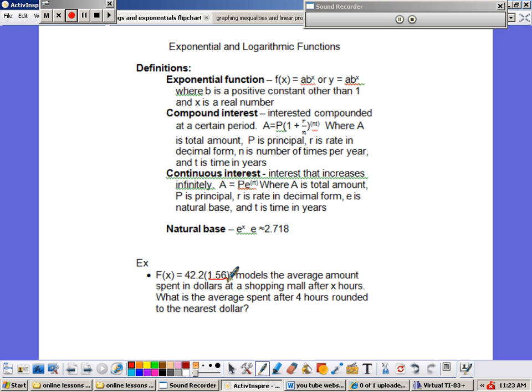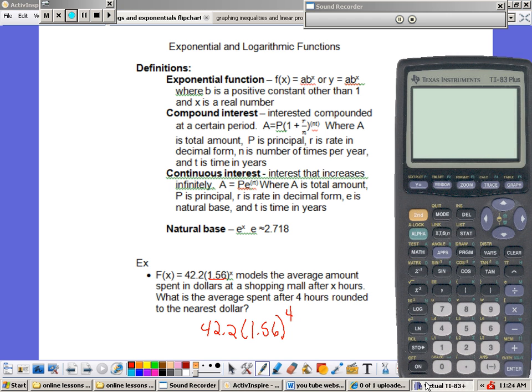So in our model, we're starting at, when you get there, for 0, you have $42.20. And then you increase 56% each hour you stay there. So I need to know what happens after 4 hours. So I have 42.2 times 1.56 raised to the 4th power.